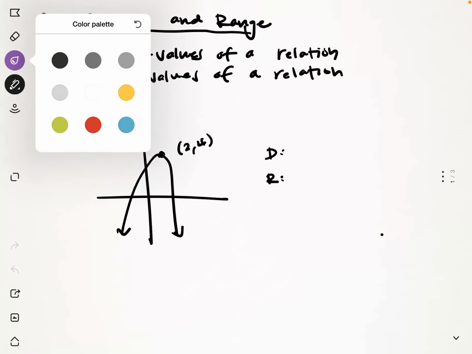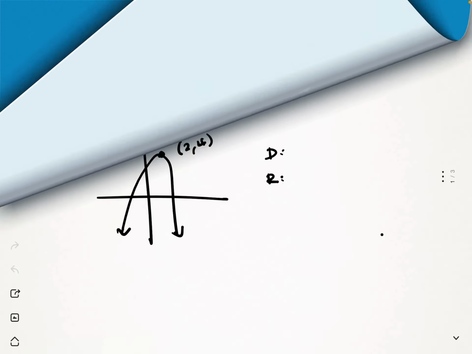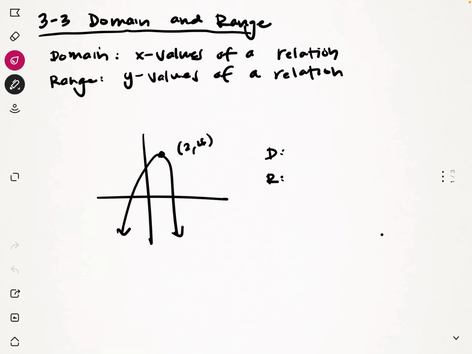Hey, welcome back. Today we're looking at 3.3 domain and range. Something that you definitely talked about a little bit earlier and probably a little bit in Algebra 1 maybe. So the domain relates to the x values for a relation and the range is the y values of a relation. So if we're looking at a graph, this time we're looking at a parabola and it's giving us the vertex is at 2, 4.